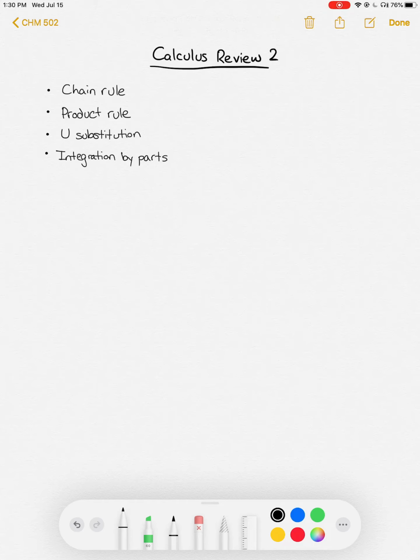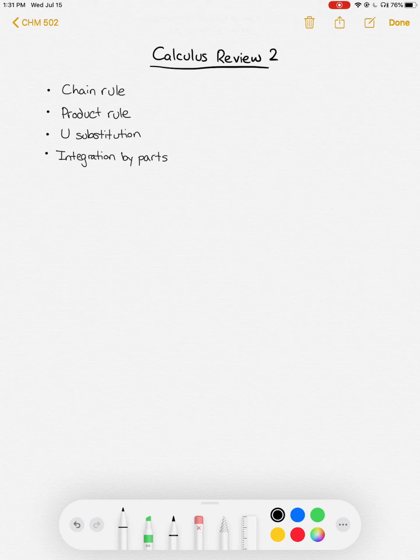In this review, we'll cover a few calculus techniques that will be helpful for us in solving derivatives and integrals of various problems that present themselves over the course of our 2 semesters of physical chemistry. Specifically, we'll look at the chain rule, the product rule for taking derivatives, and then U substitution for integrals. And I'll mention integration by parts at the end, but it won't be a focus of the course or the review.